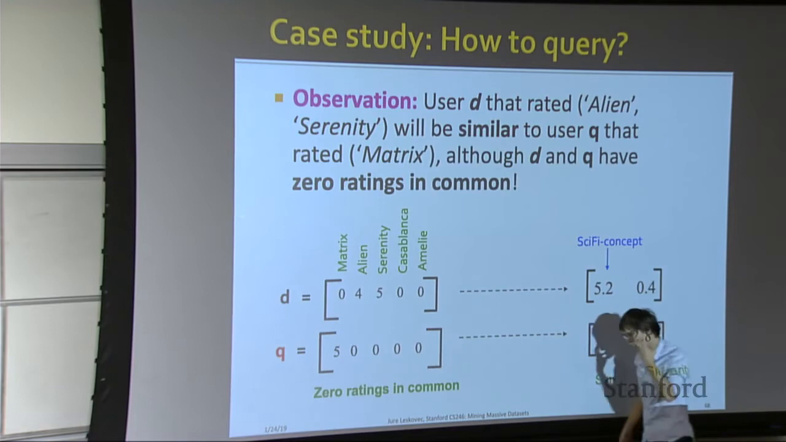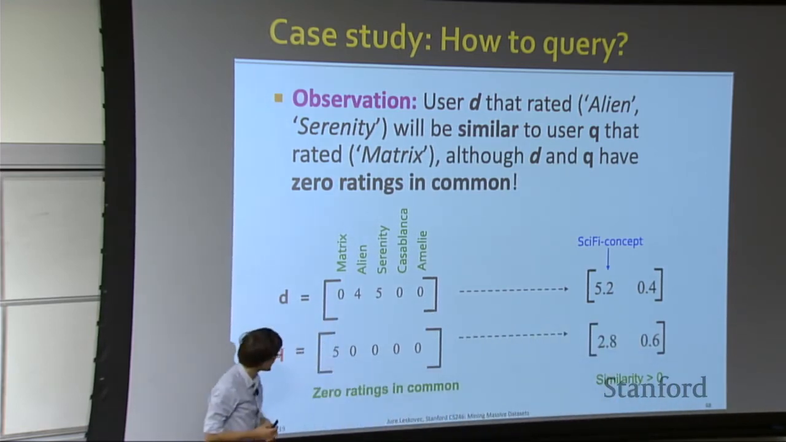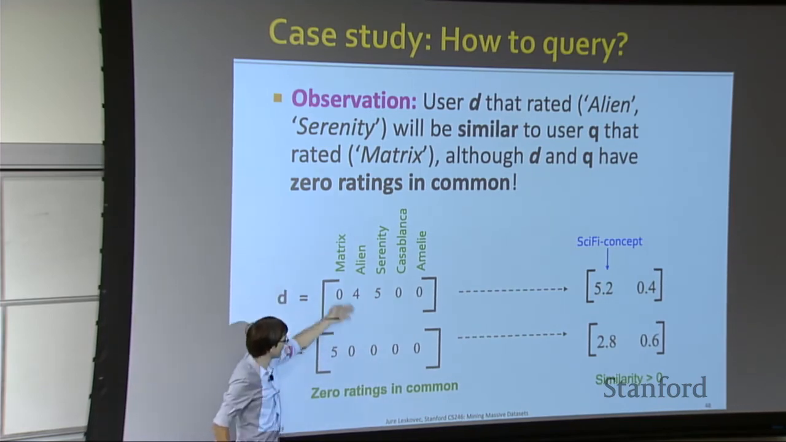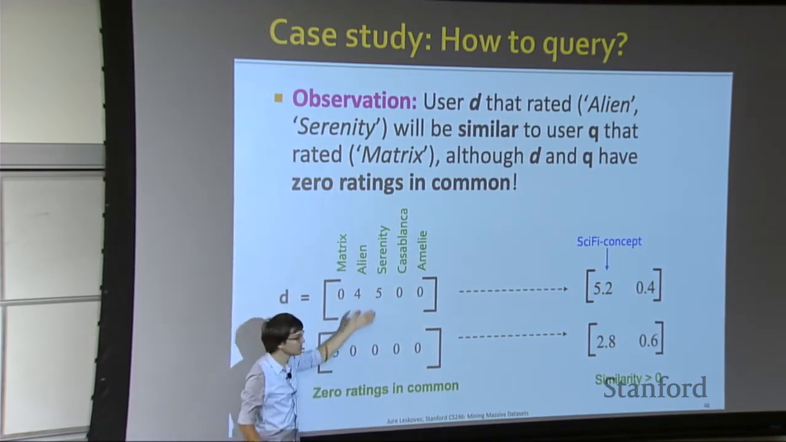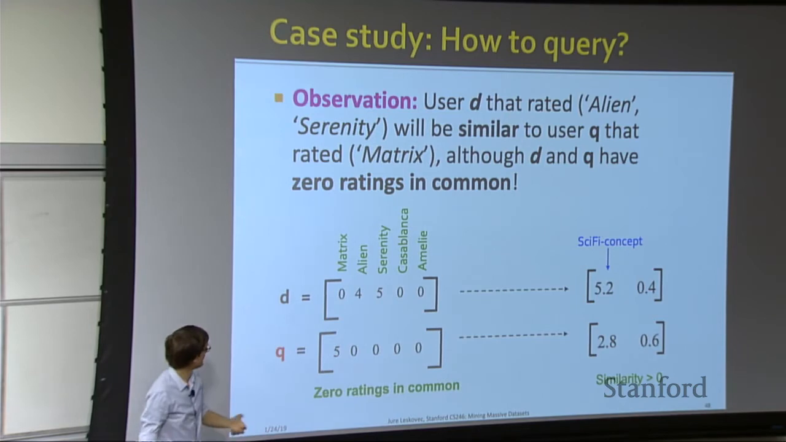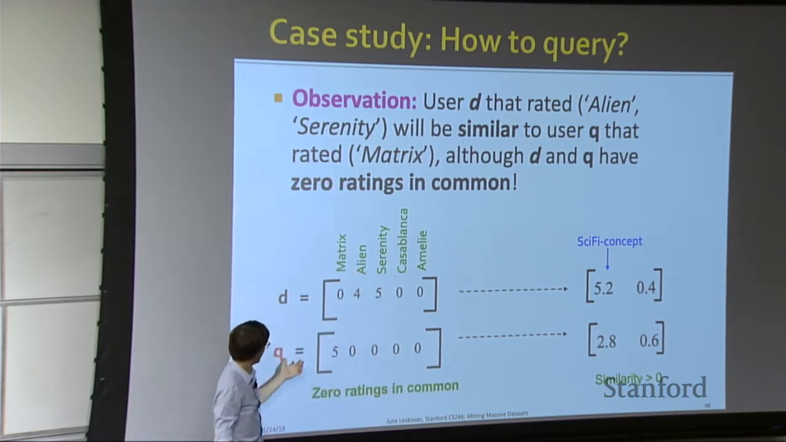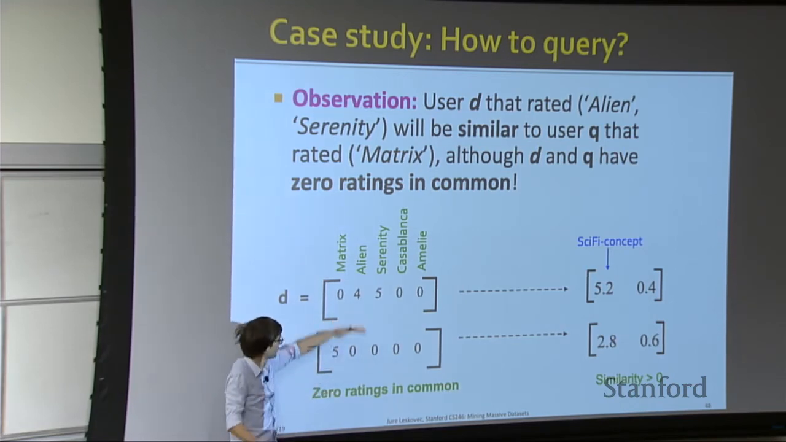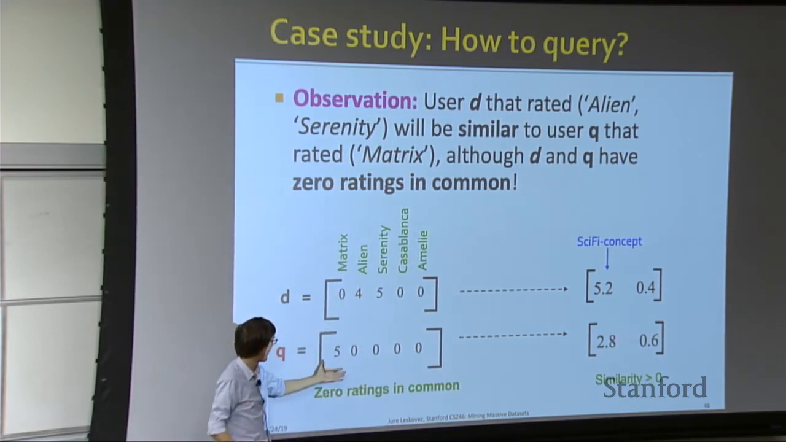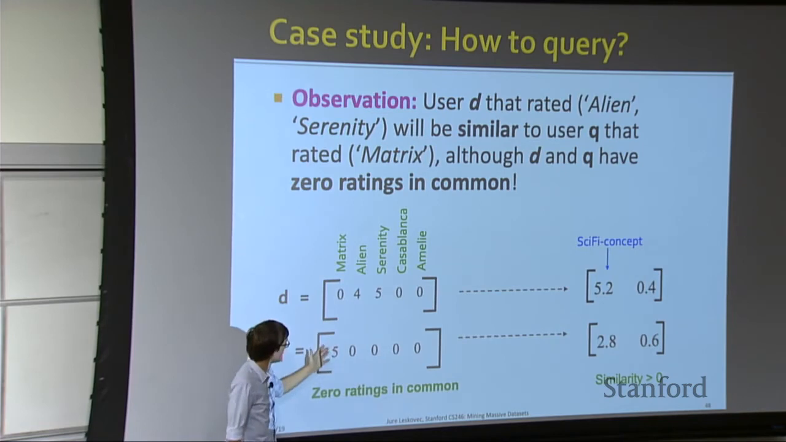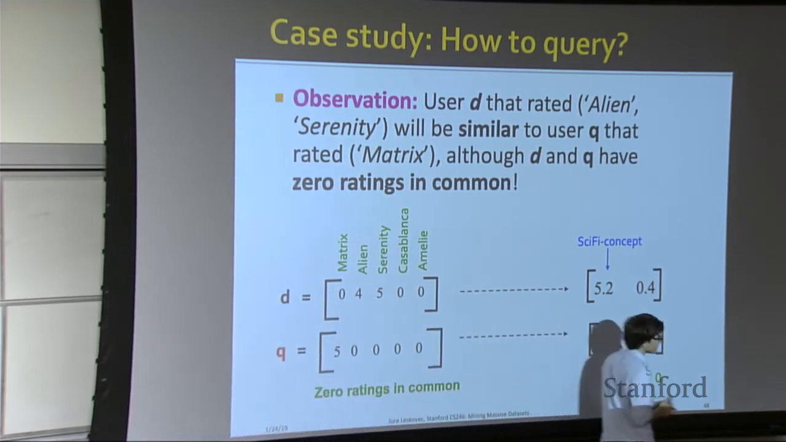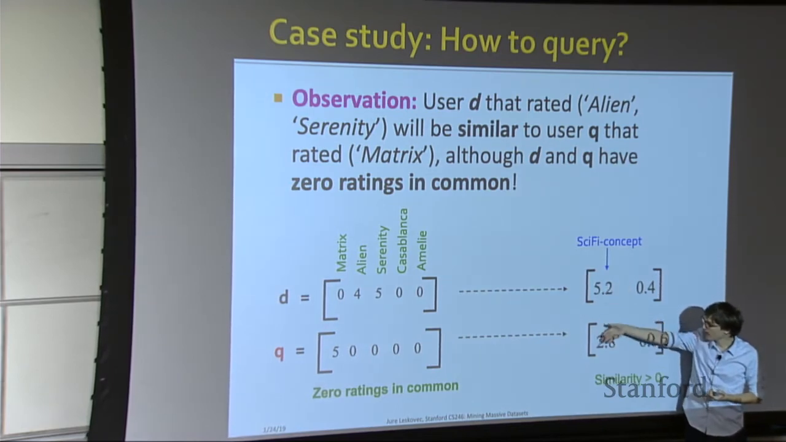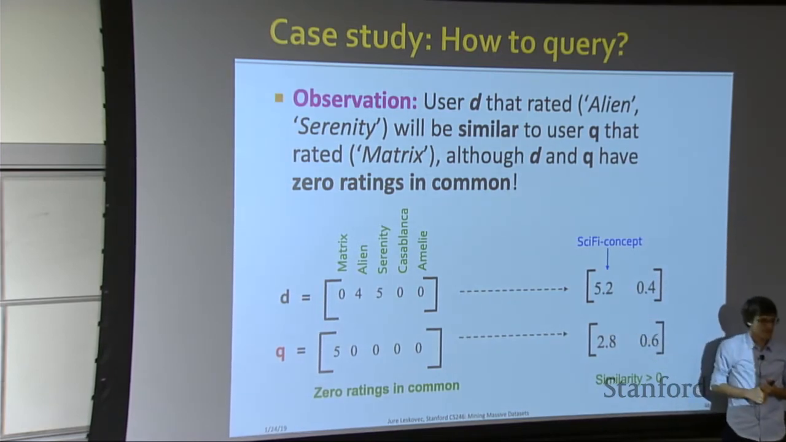So why is this so cool? The reason this is so cool is because I have a user and a query point that have nothing in common. I don't know what to do with this, right? This user likes these movies. This query point says, find me users who like this. I cannot measure distance between these two points well in this space. But as I move it into this concept space, it becomes clear that D and Q are quite close, right?